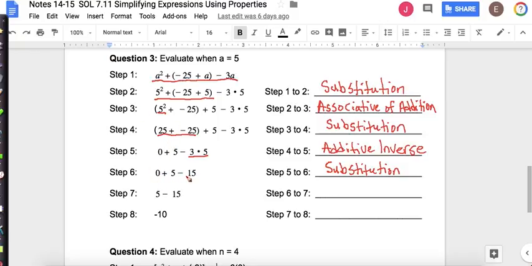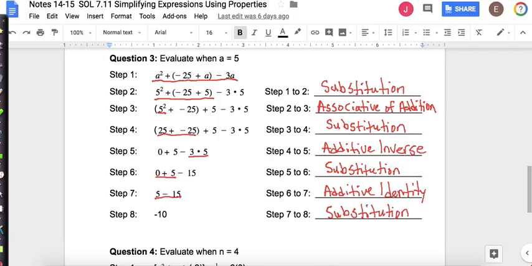Step 6 to step 7, I noticed that the 0 plus 5, that's the next step because you add or subtract from left to right. 0 plus 5 was replaced with a 5. Anytime you add 0, that is the additive identity. And then step 7 to step 8, the 5 minus 15 got replaced with a negative 10. Since we don't have a special property for that, we call that substitution because the negative 10 was substituted in for the 5 minus 15.